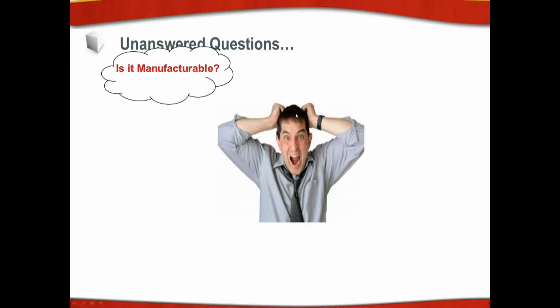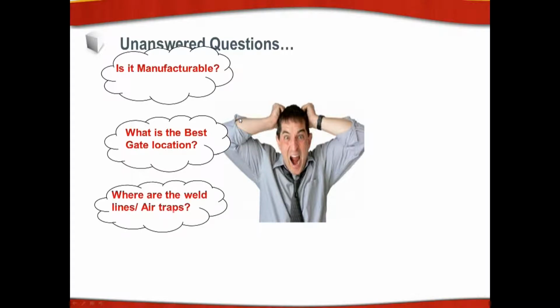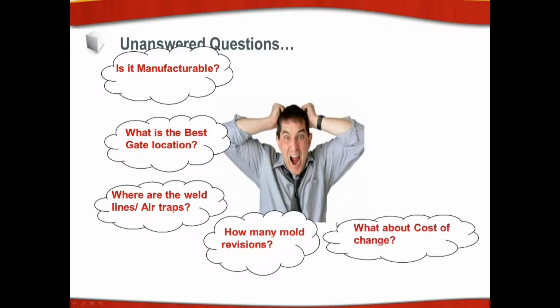So here are some unanswered questions when you're dealing with plastics. Is it manufacturable? Can you actually make it out of plastic? Can you do an injection mold process? What's the best gate location? Unless you're a seasoned veteran in plastics or mold design, you may not know that best gate location. You may just be guessing. Where are the weld lines and the air traps? So what's a better way to design the mold that you're creating? How many mold revisions do you do? You do 5 or 10, or do you get lucky and make it in 2?